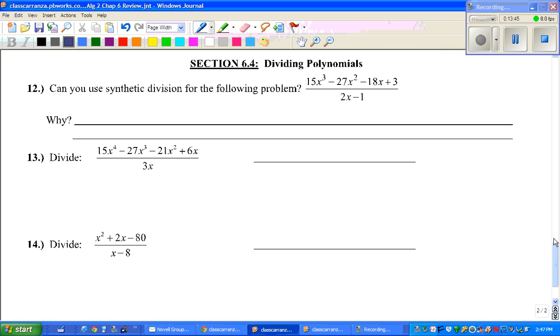All right, number 12. Can you use synthetic division for the following problem? Okay, remember that in synthetic division, your leading coefficient needs to be 1. So this is no, because the divisor doesn't have a leading coefficient of 1.